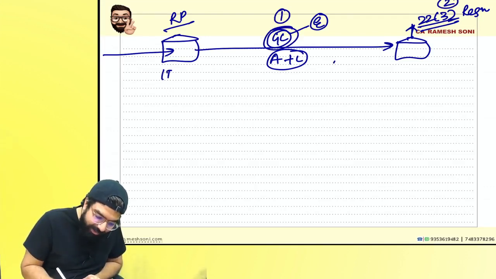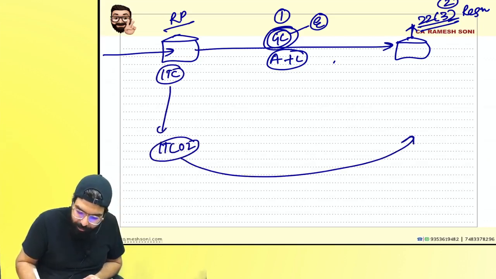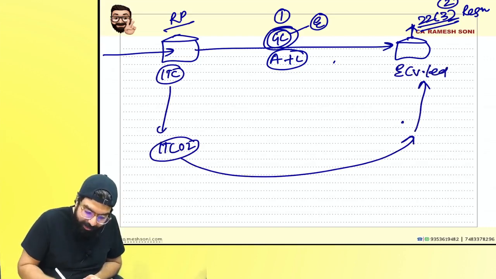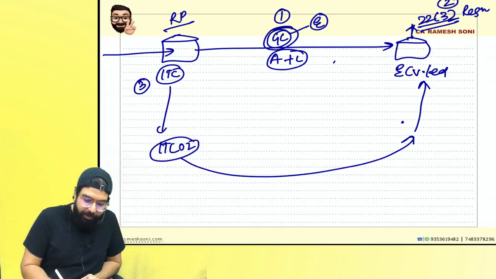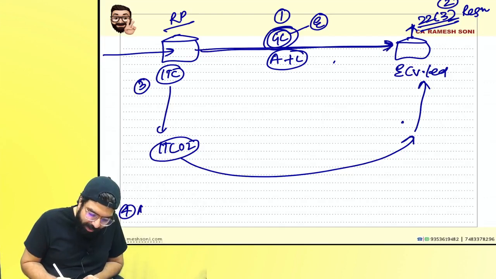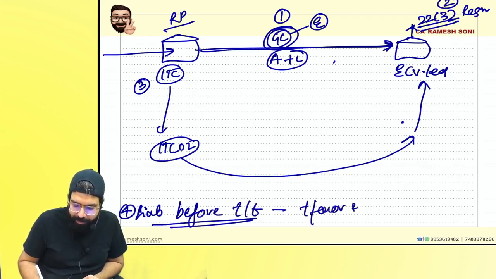Then we learned in the ITC chapter that here you have to file ITC-02 and this will be transferred to the electronic credit ledger of the transferee. This we learned third in the ITC chapter. Fourth we are learning that whenever such business is transferred, liability before the transfer, who will be liable? Transferor and transferee. Did you guys understand, everyone?